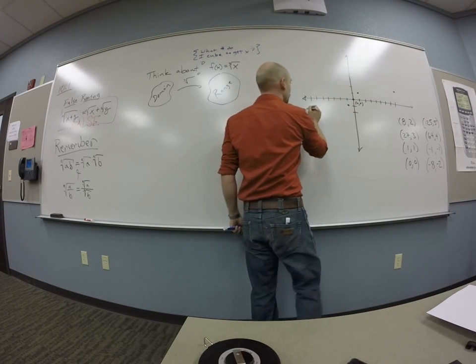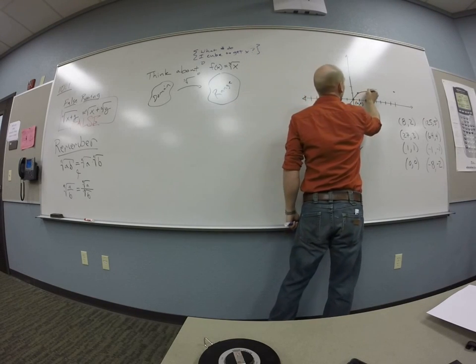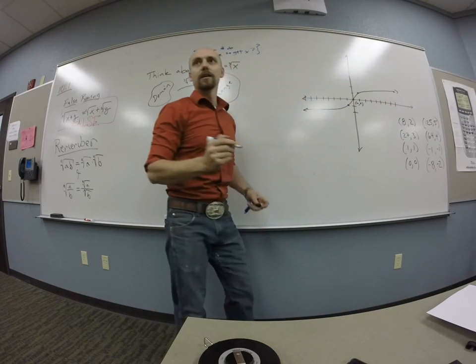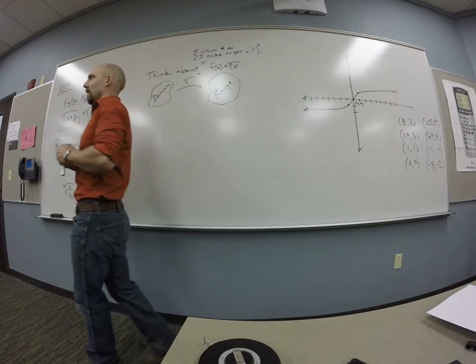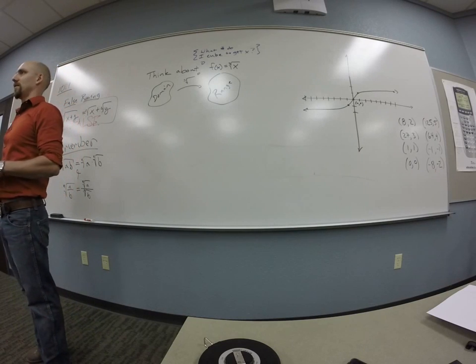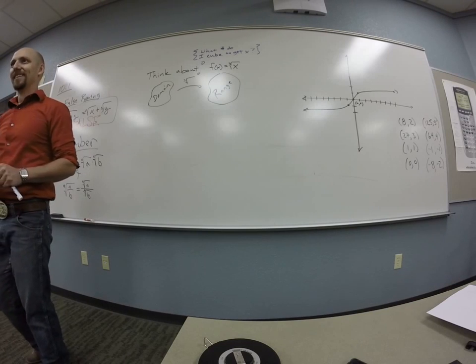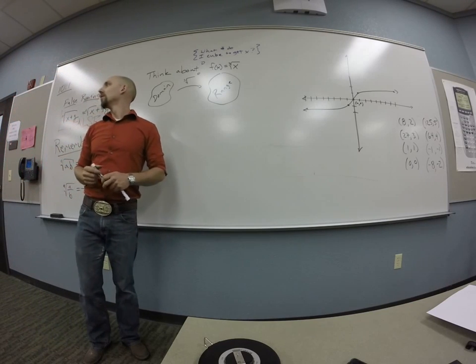So I get this kind of snaky whoopty thing. Yeah, like a big flat snake. Cubic, for cubic. Okay. So cubing makes a flat snake.